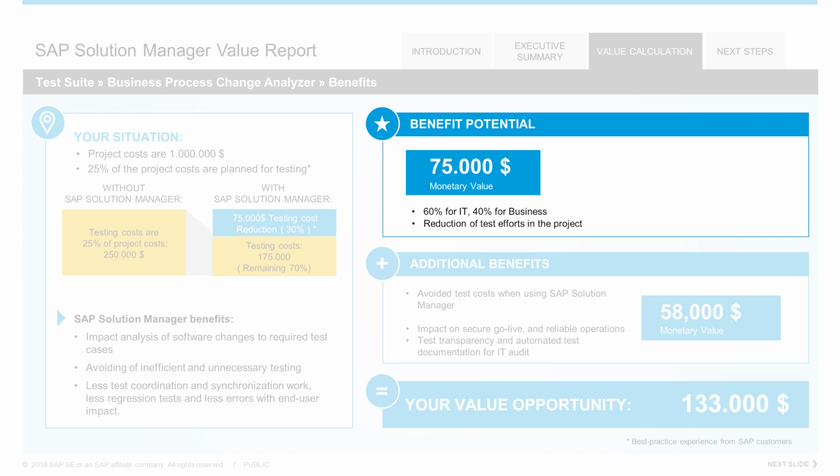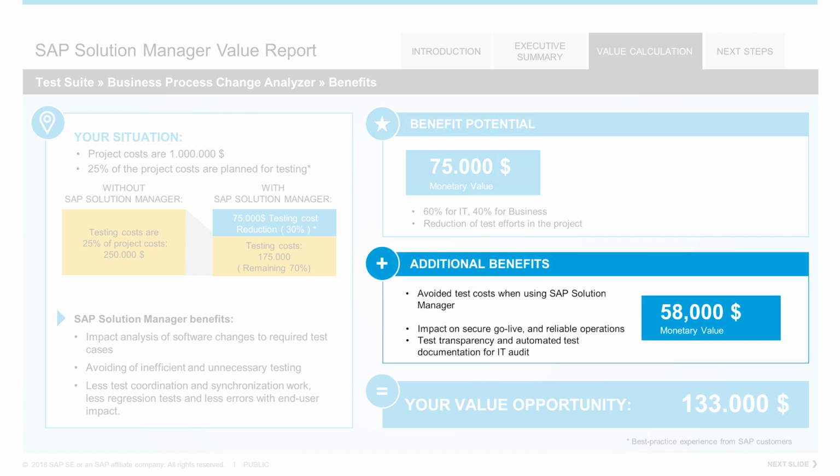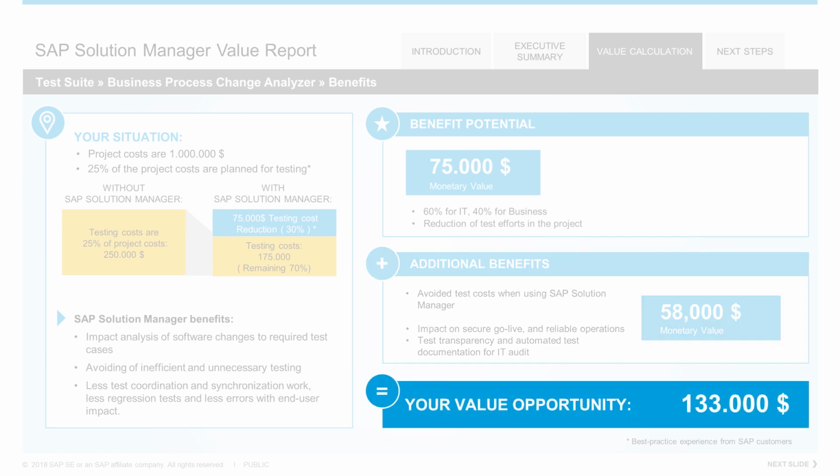30% of $250,000. Sometimes an organization can choose to use a third-party tool to manage a functional area that the Solution Manager can handle. In this case, we provide the potential savings of not using the third-party tools. In this case, $58,000. The total benefit of using this functional area for this organization is then $133,000 a year. $75,000 of initial benefits, plus $58,000 of additional benefits.